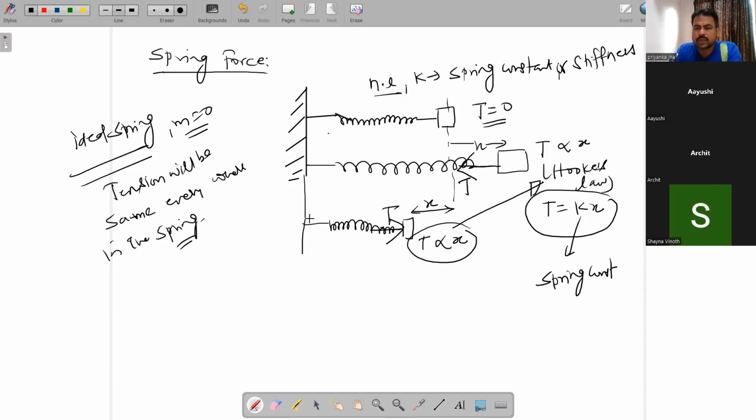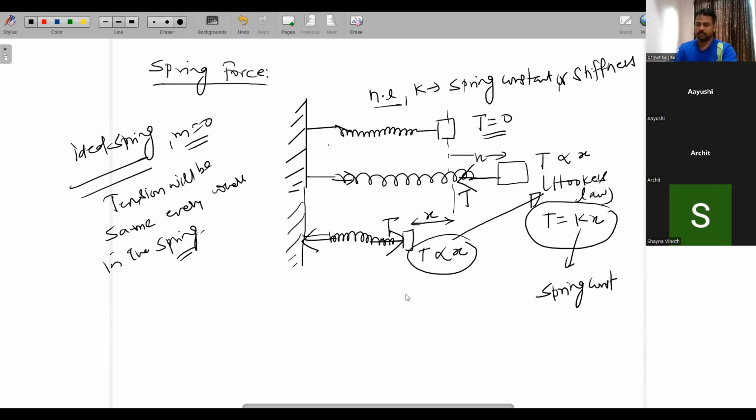This is fixed, so there is no sense of talking about force on this body, because even if this spring will pull this, nothing is going to change. Even if this tension will push the wall, nothing is going to change, right? So this is called Hooke's law. Correct? K is the property of the spring that I already told you. Okay.